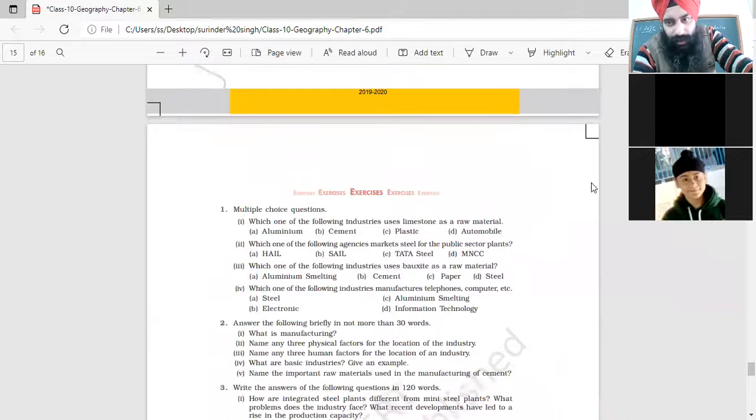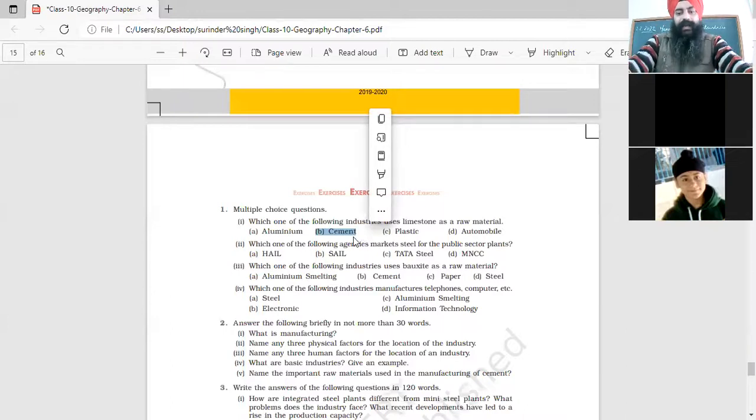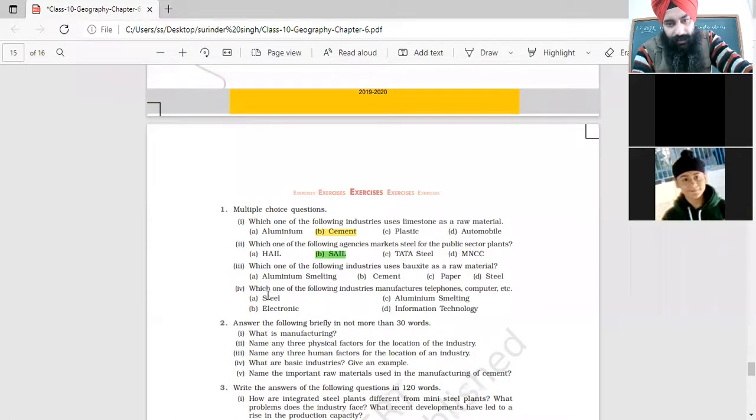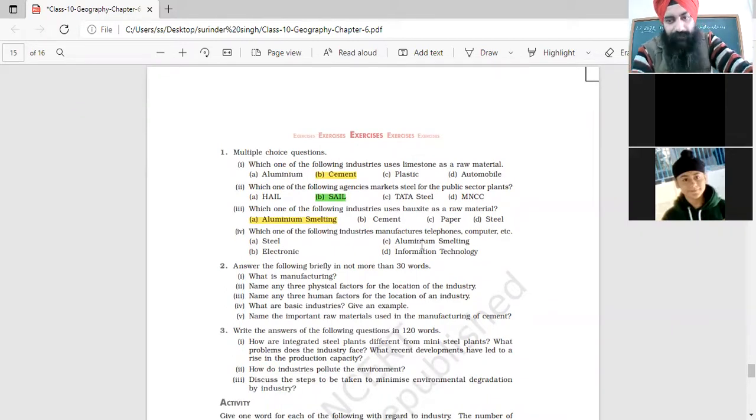Any questions? Question answers. Which one of the following industries uses limestone as a raw material, along with gypsum and silica? Cement. Which one of the following agencies markets steel for the public sector plants? SAIL, Steel Authority of India Limited. Third, which one of the following industries uses bauxite as a raw material? Aluminium smelting.